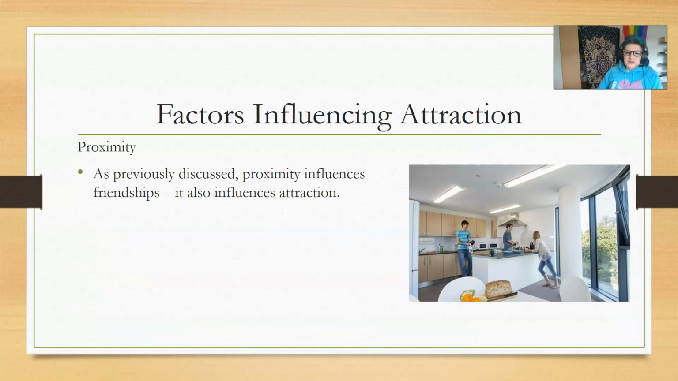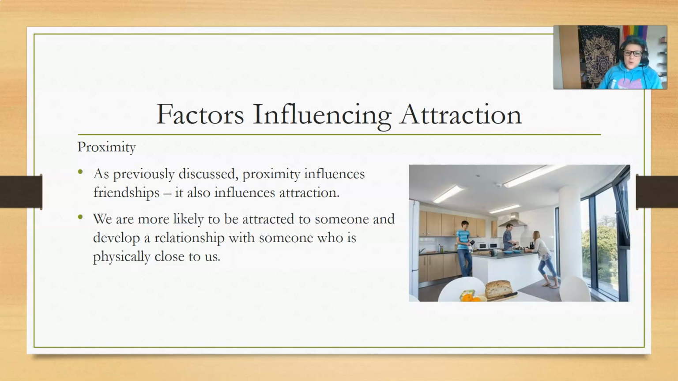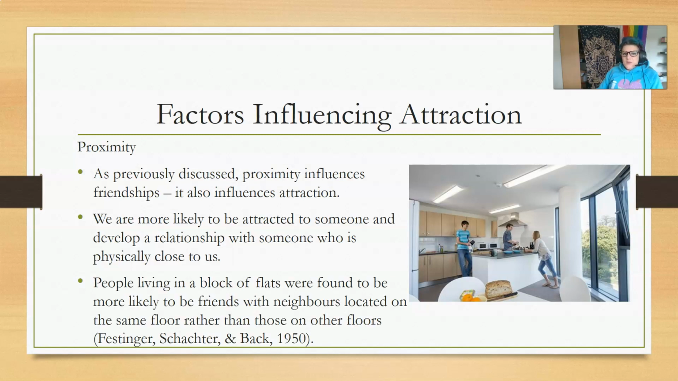Our next factor is proximity. So as previously discussed, proximity influences friendships, and it also influences attraction. We're more likely to be attracted to someone and develop a relationship with them if they're physically close to us. So people living in a block of flats are more likely to be friends with their neighbours located on the same floor than on other floors. Now this seems quite obvious.